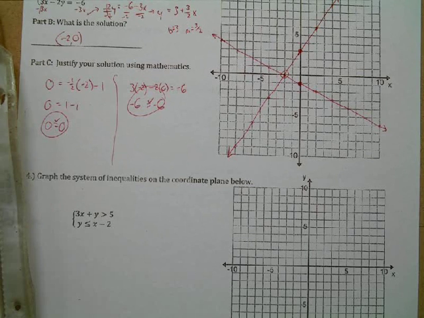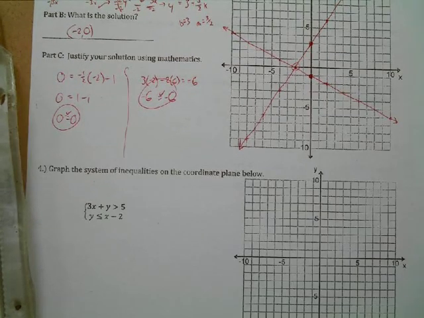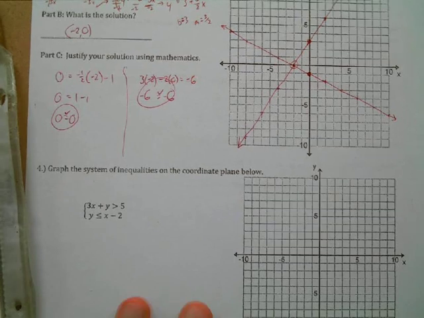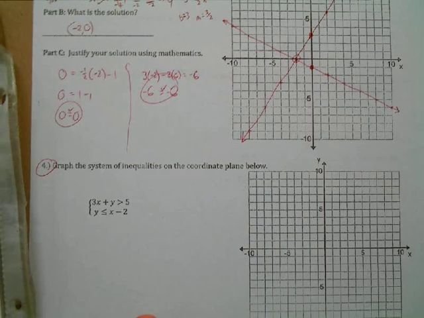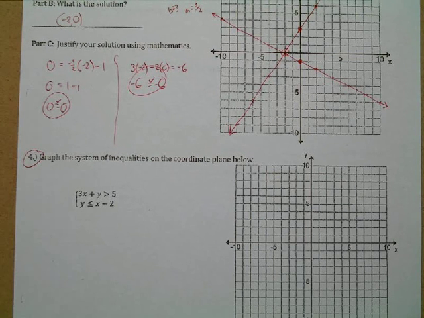I'll give you a minute or two to try number 4, and then we'll go through it together. So try number 4 on your own. See what you can remember about the systems. We kind of talked about this, I think, on Thursday or Wednesday of last week. Graphing systems. So go ahead, try number 4.